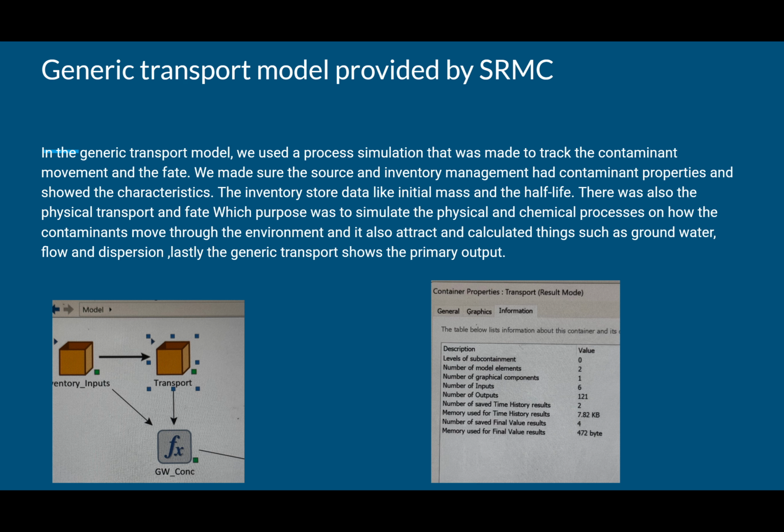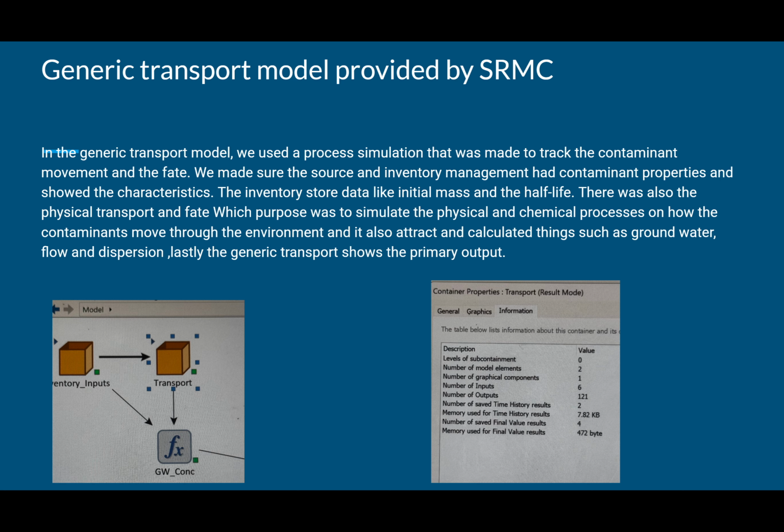There was also the physical transport and fate, whose purpose was to simulate the physical and chemical processes of how the contaminants move through the environment and also track and calculate things such as groundwater flow and dispersion. Lastly, the generic transport showed the primary output. I added pictures of the transport, which connected to the inventory inputs and the groundwater concentration.